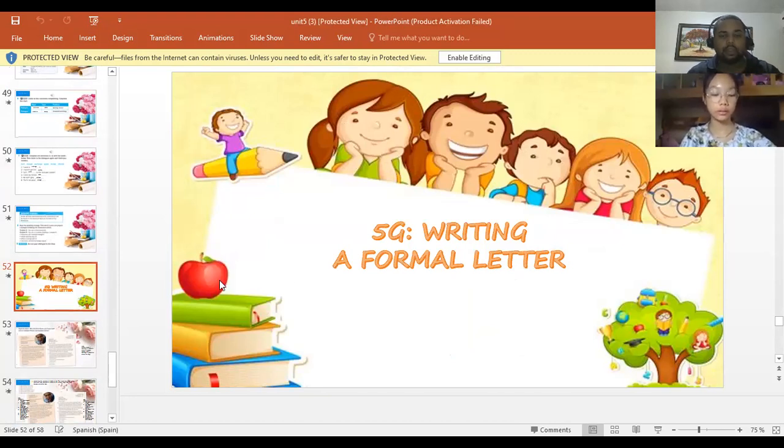This is writing a formal letter. I think in one of the previous lessons, we were talking about informal letters. Do you remember that, Tao? Writing an informal letter. It was before. And I also gave you homework to write an informal letter. It was around a month ago or a month and a half ago. I think yes. So now we'll be covering writing a formal letter. So let's see.